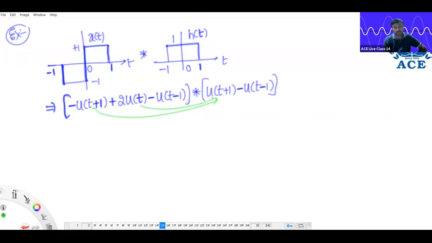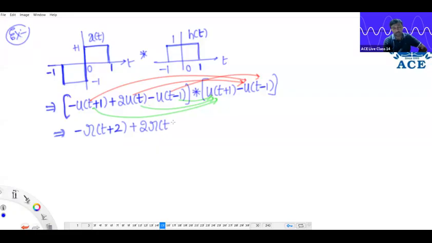First, directly perform convolution with u(t+1), that I am writing directly. u(t+1) with u(t+1) means r(t+2), with the minus sign. Next, 2r(t+1) because u(t) with u(t+1). Last one, minus u(t-1) with u(t+1) means minus r(t).